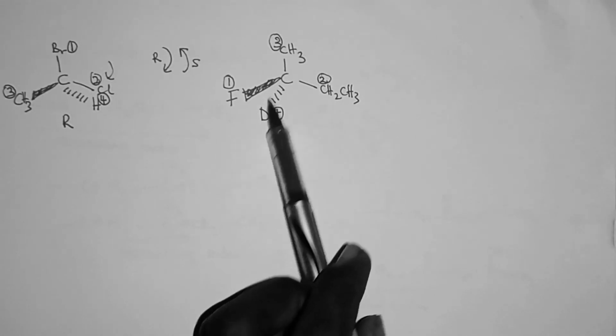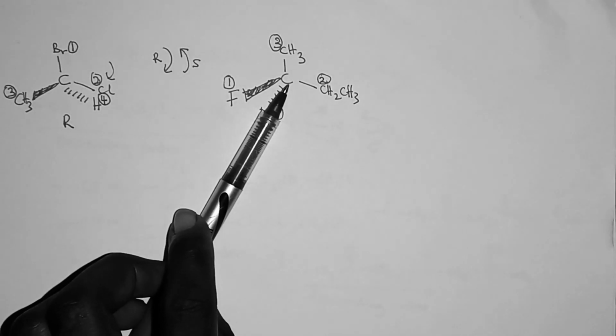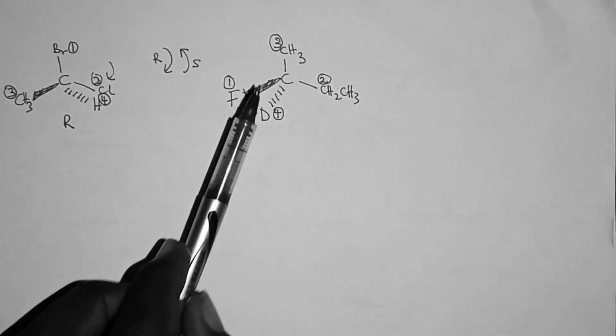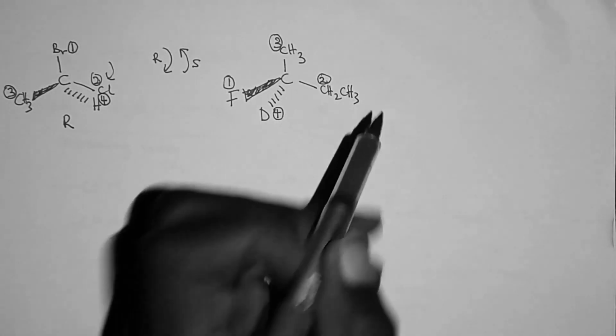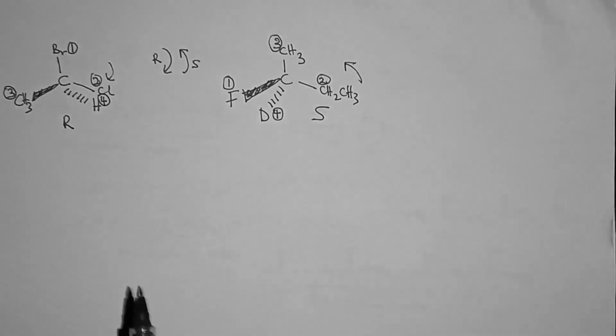That means it is pointing away from us. So we cover the least group, and then we check the rotation. So it becomes 1, 2, 3. This is anti-clockwise direction, and therefore this is an S configuration.